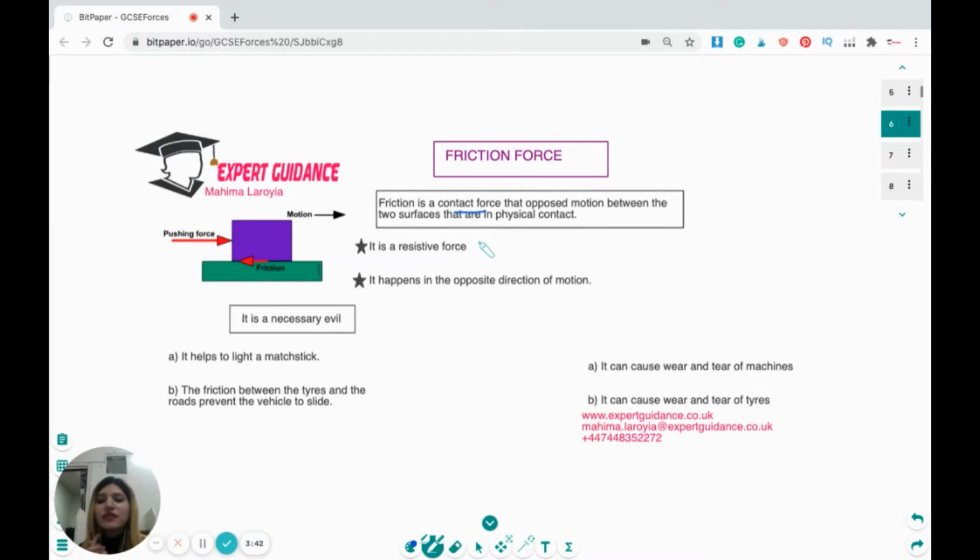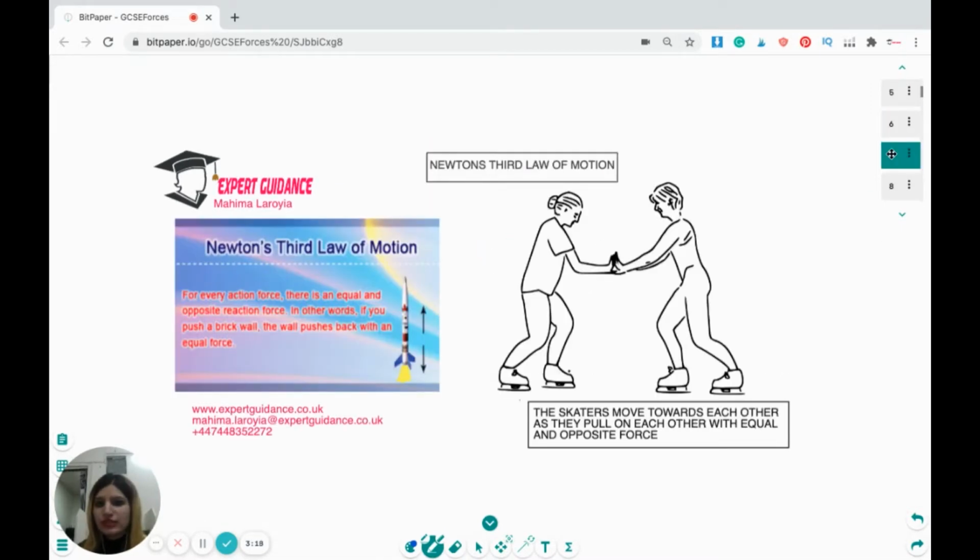It can cause wear and tear of the tires. But if the friction is not there, the vehicles can slide, because it's the friction between the tires and the roads that prevents the vehicle from sliding. It is friction that helps us to light a matchstick. So friction has both its advantages and disadvantages.